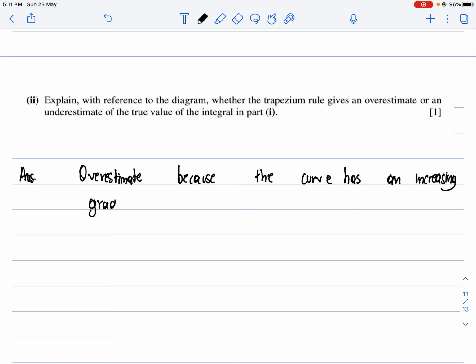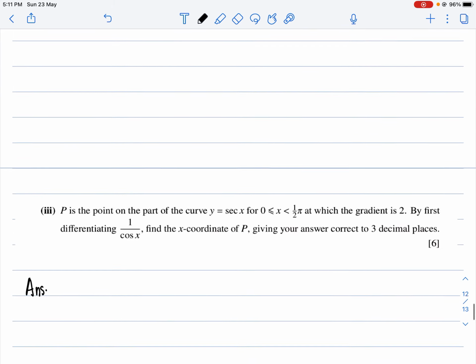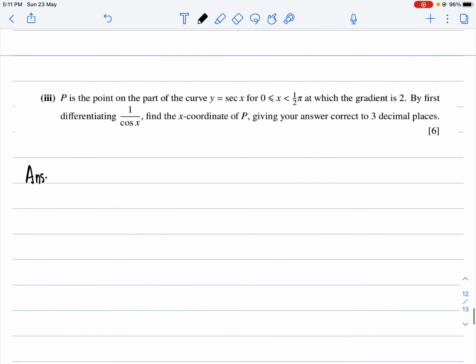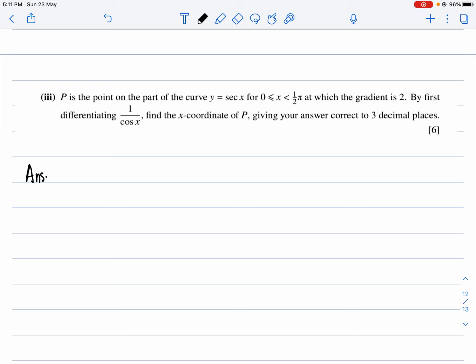So you need to know if the curve has an increasing gradient, it's an overestimate. If it has a decreasing gradient, it's an underestimate. Now, P is the point on the part of the curve y equals sec x with this domain at which the gradient is 2. By first differentiating 1 over cos x, find the x coordinate of P.